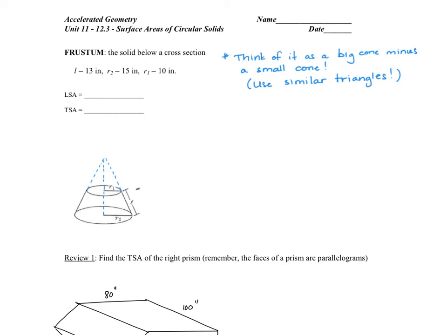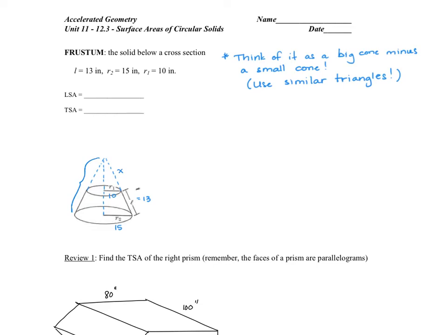Let's start by marking up the diagram with what we know. We know the slant height of the frustum is 13 inches. The radius of the bottom is 15 inches. And the radius of the top of the frustum is 10 inches. The first thing we're going to need if we want to find the lateral surface area and the total surface area of the frustum is the slant height of the smaller cone so that we can find the slant height of the larger cone.